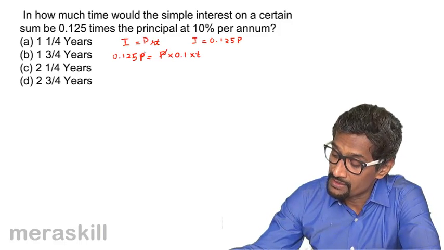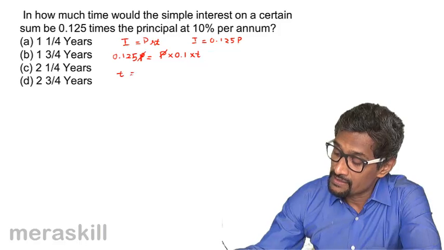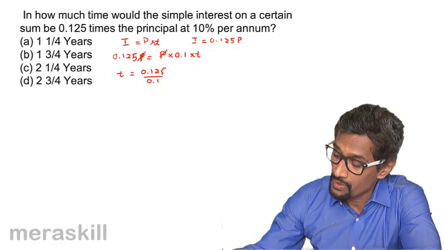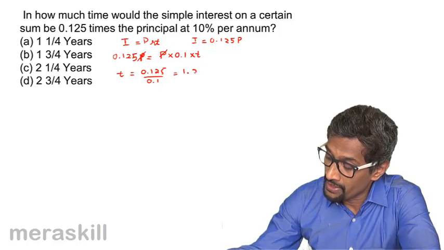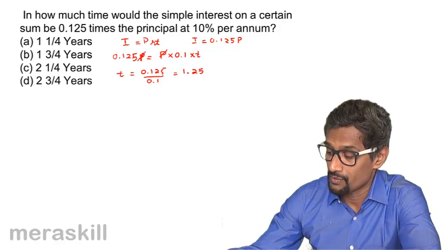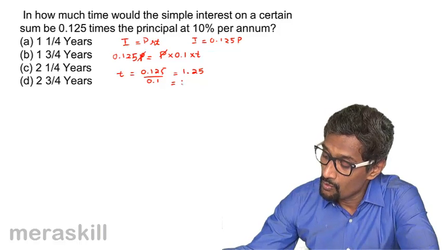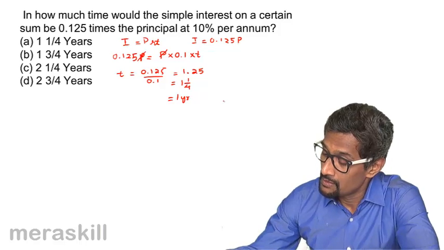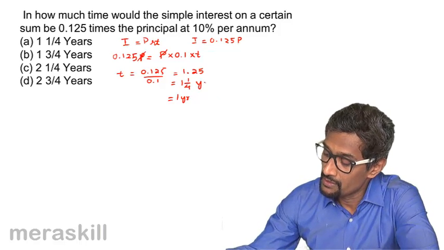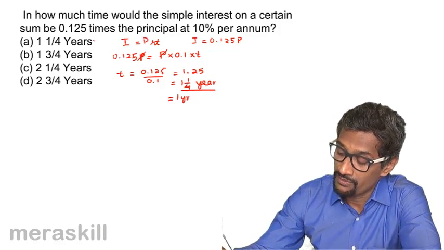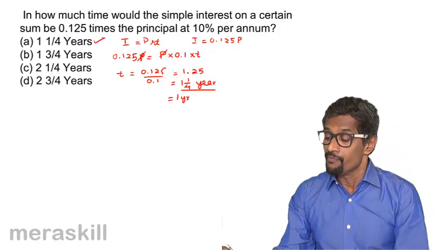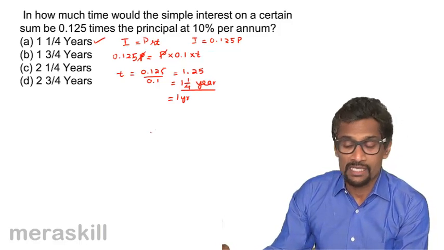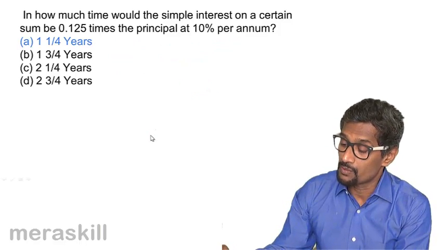So P gets cancelled, and T is nothing but 0.125 upon 0.1, which is 1.25 if you divide it, which is nothing but 1.25 of a year. That means 1 year, 1.25 of a year, which is, you have the option here, 1.25 years. Hence, in 1.25 years, the interest would be 0.125 times the principal.